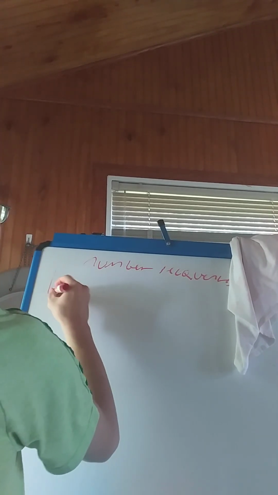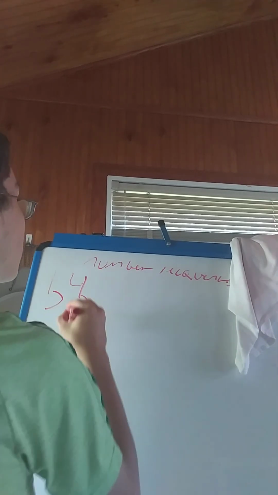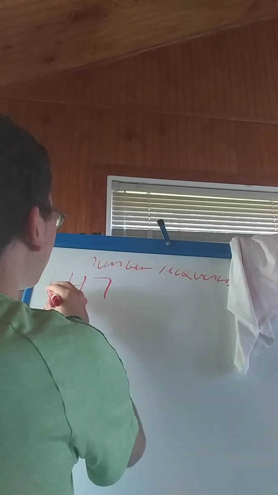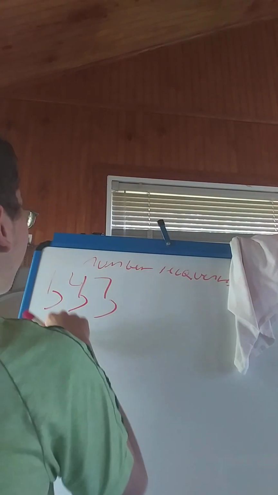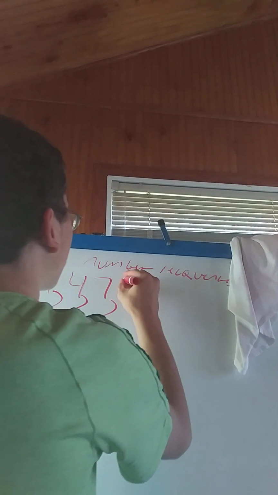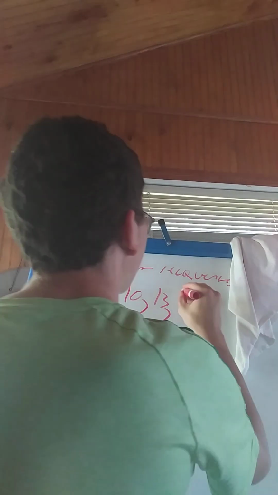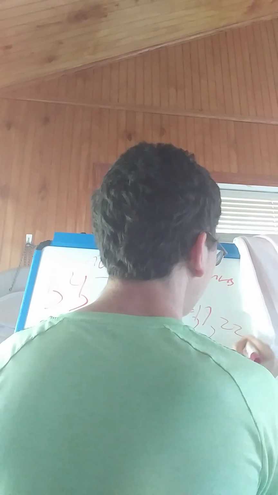So 1, 4, 7, and the tricky thing is if it's not completely even, it's more complex. 10, 13, 16, 19, 22, 25.